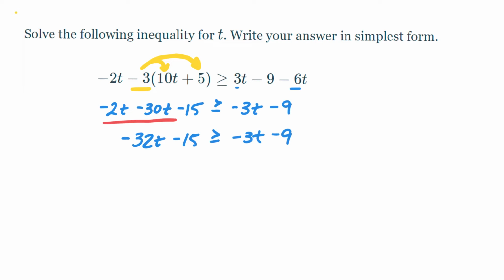So I'm going to gather all my t values to the left side and all the non-t terms to the right side. So that would be the plus 3t moving to the other side. And while I'm at it, I'm going to go ahead and move the negative 15 to join the negative 9 with a plus sign. You might want to draw a little line to remind yourself to keep balance on both sides. So we end up with negative 29t. We haven't done anything to flip the inequality, so we're going to leave it alone.